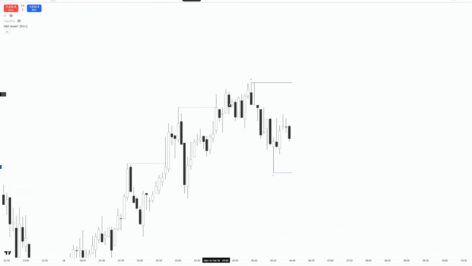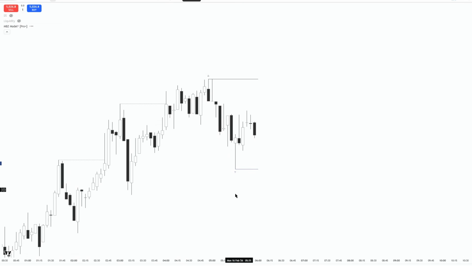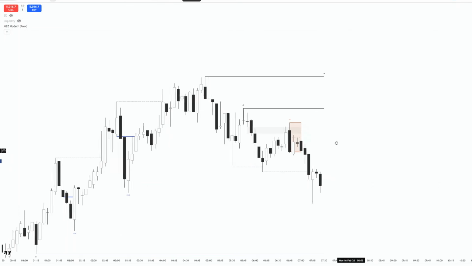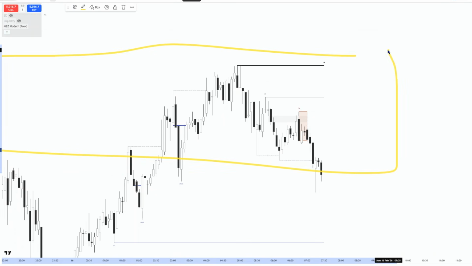a liquidity MBZ or a type 4 MBZ. Sometimes it'll simply just be an inversion, right? Or it can even be a type 4 MBZ. And so what that would look like is pretty much this right here. As we see price pushing, this pretty much starts the reversal sequence based off the framework. The actual reversal obviously took place up here, but this starts the sequence on this specific time frame based off that 4 hour higher time frame point of interest.